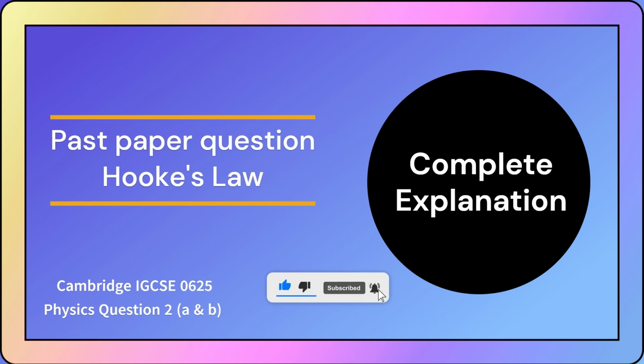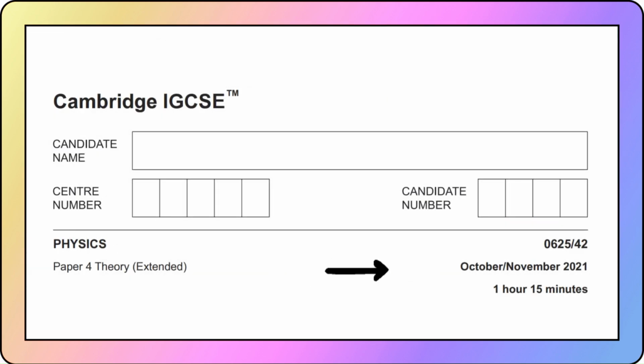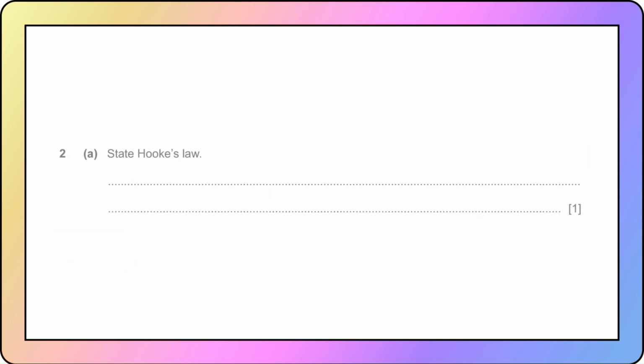Today I will be solving some past paper questions on Hooke's law, so let's get started. Today I will be solving question 2 part A and B from the October-November 2021 session, paper 4 variant 2. Part A asks us to state Hooke's law.